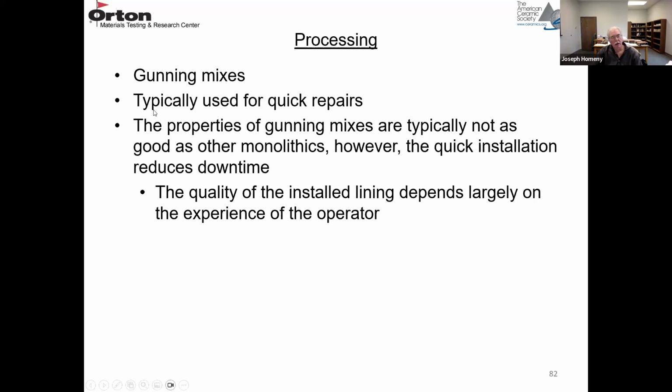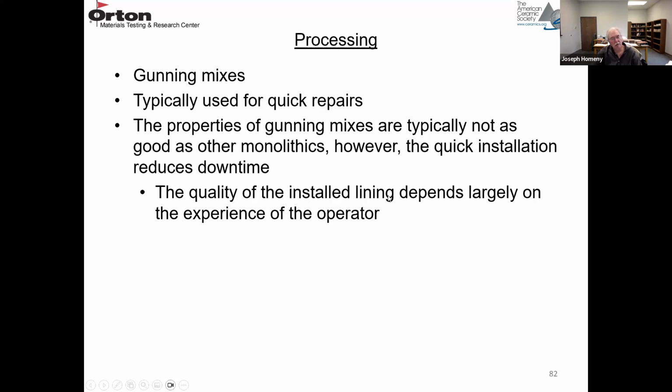The gunning mixes can be used for quick repairs, or they can just be used to build up a lining. Quick repairs most likely would be done during an operation, so they'd probably be hot repairs. Because of the way these are gunned onto a surface, gunning mixes are not going to be as good as other monolithics. They're not going to be as dense, so their properties are going to be inferior. However, it's very easy to install a lining with a gunning mix. It's a quick installation. Also, it's a quick repair, whether it's a cold repair or hot repair.